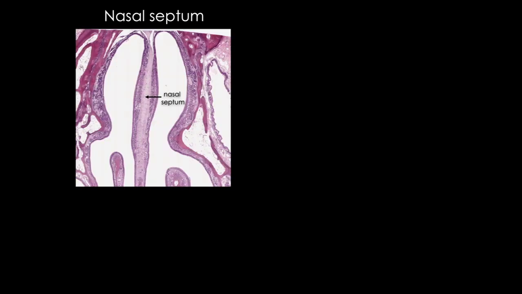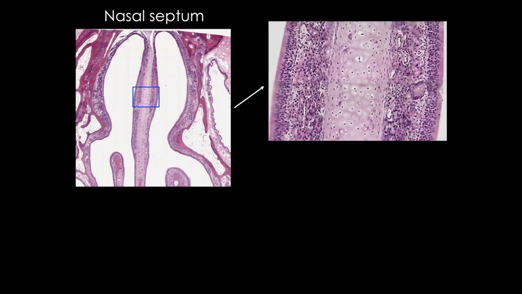Now let's take a closer look at the nasal septum. Here you see a frontal section of a developing head. The shape isn't exactly like the adult form, but we can still identify structures like the nasal septum. The adult nasal septum is composed of cartilage and bone covered in mucosa. You don't really see bone at this stage, but you can see the cartilage in the center, surrounded by the lamina propria and olfactory epithelium.